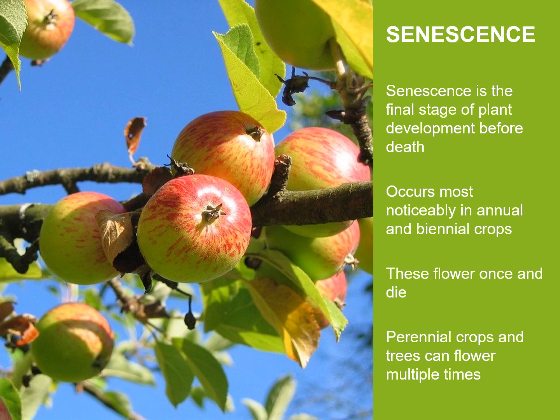So senescence is the final stage of plant development before death, and it's a phase that most, if not all, of the horticultural crops go through in one form or another. It occurs most noticeably in annual and biennial crops. These types of crops flower once and then they die. However, fruit trees, for example, like apples and pears, these are perennial plants and crops, and the tree can flower multiple times over successive years. So it goes through a period of senescence every year.